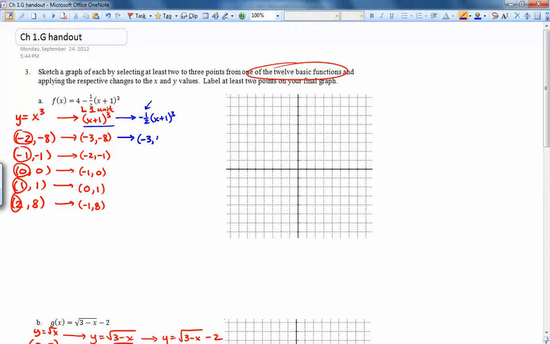So this is going to turn into +4 now. And this one will be -2, and then I got to multiply this by -1/2. So that's going to become 1/2. And then the x stays the same, the y gets cut in half and multiplied by -1. This is going to be 0, and then 1 times -1/2. And then -1, and then 8 gets multiplied by -1/2.